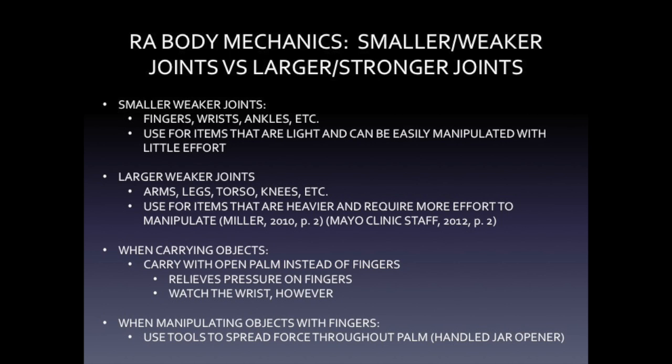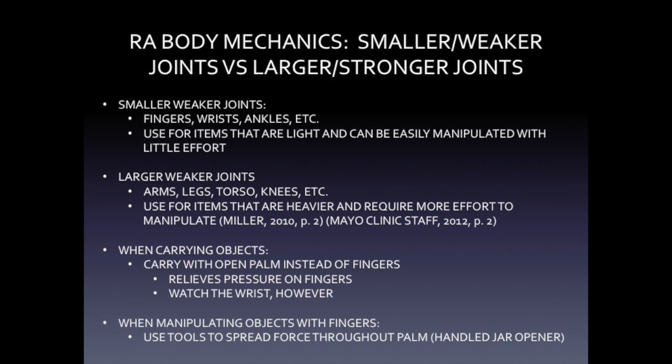lifting those items that are light and can be easily manipulated with little effort. Your larger, stronger joints, on the other hand, such as your arms, your legs, your torso, knees, and such, must be reserved for those heavier items that require more effort to manipulate. In fact, for heavier objects more specifically, it's best to avoid utilizing the fingers and carry with an open palm instead. Be sure to watch the wrist, however, when you do this.